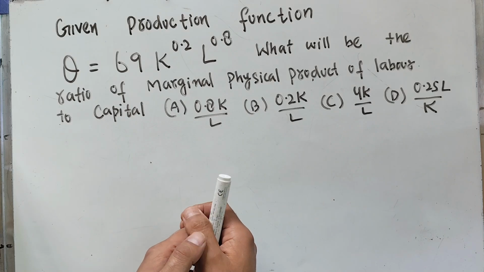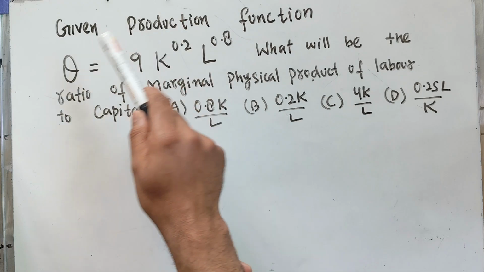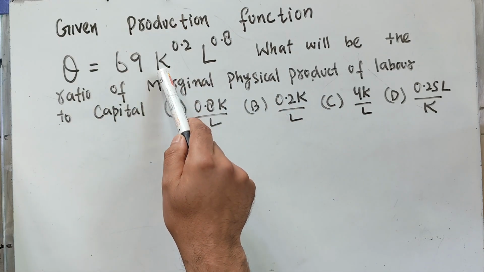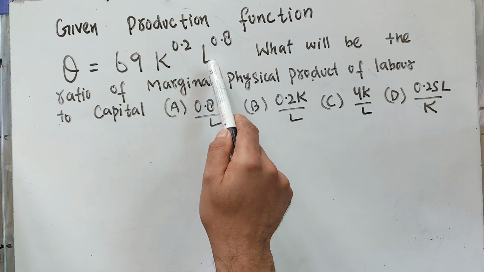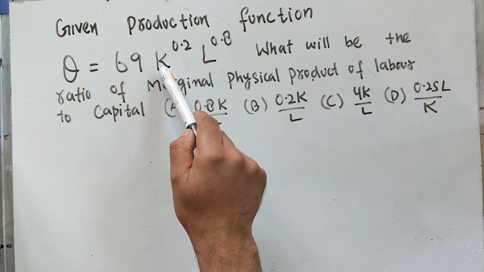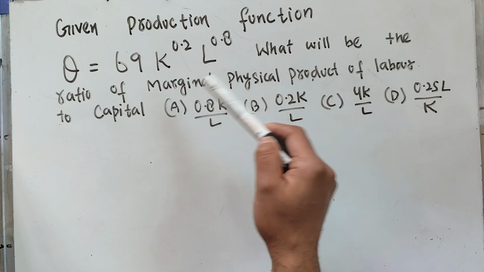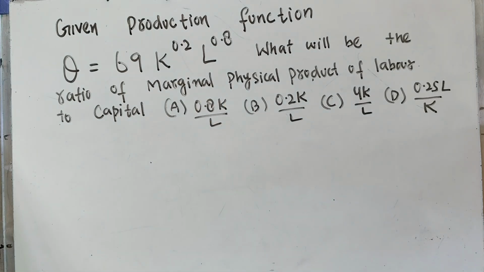How to find out the ratio of marginal physical product of labor to capital? The question is, given the production function Q is equal to 69 times K raised to the power 0.2 times L raised to the power 0.8. Q is the output, K and L are the units of capital and labor employed. What will be the ratio of the marginal physical product of labor to capital? We are supposed to find out. Options are being given. We need to find out the correct option.